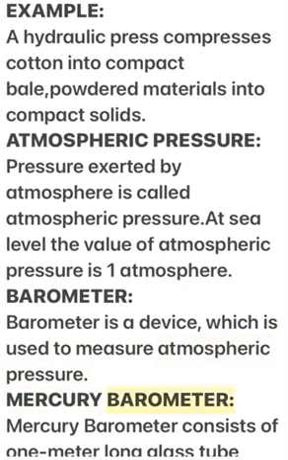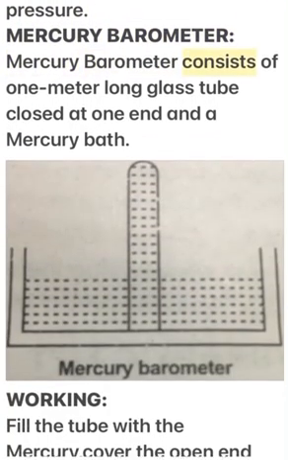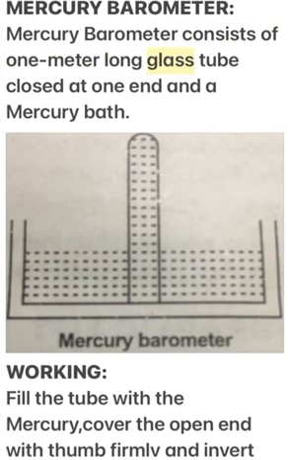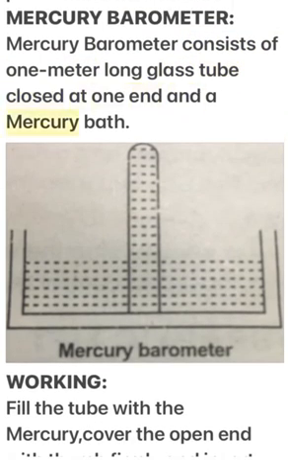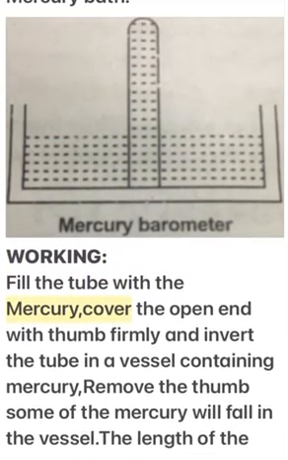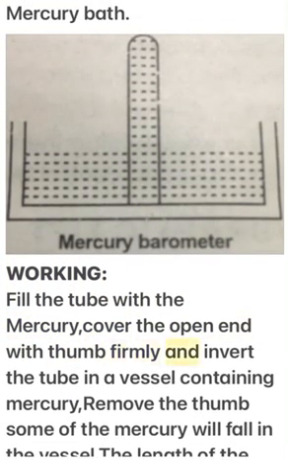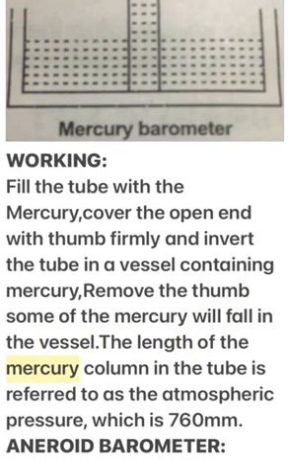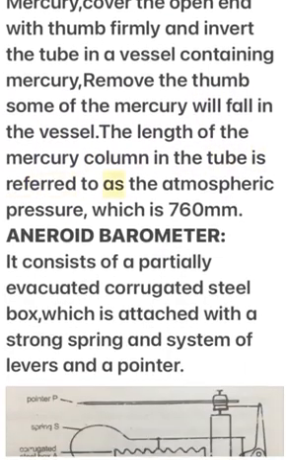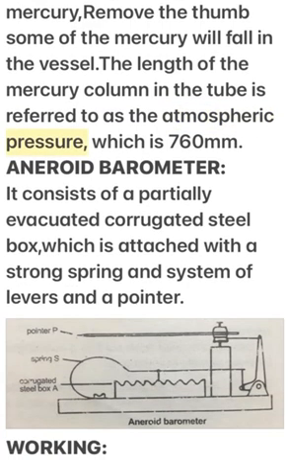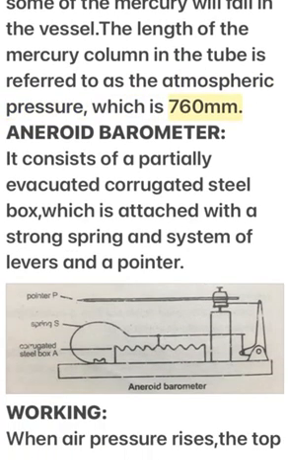Mercury barometer. A mercury barometer consists of a 1 meter long glass tube closed at one end and a mercury bath. Working. Fill the tube with the mercury. Cover the open end with the thumb firmly and invert the tube in a vessel containing mercury. Remove the thumb. Some of the mercury will fall in the vessel. The length of the mercury column in the tube is referred to as the atmospheric pressure, which is 760 millimeters.